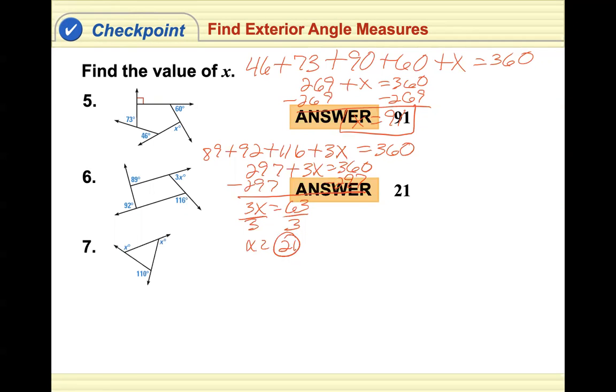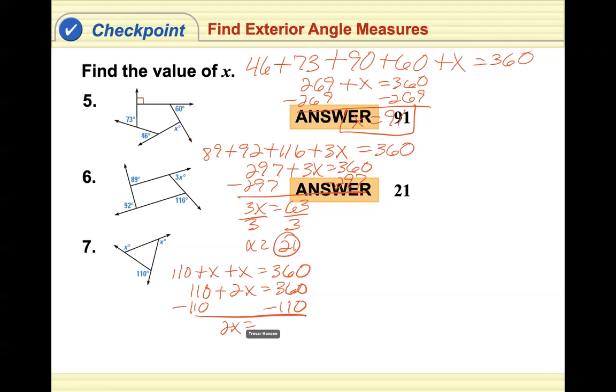Here we have 110 plus X plus X equals 360. And now we are going to add our X's together to give us 2X and subtract our 110 from both sides. We get 2X equals 250. Again, divide both sides by 2. X will equal 125.